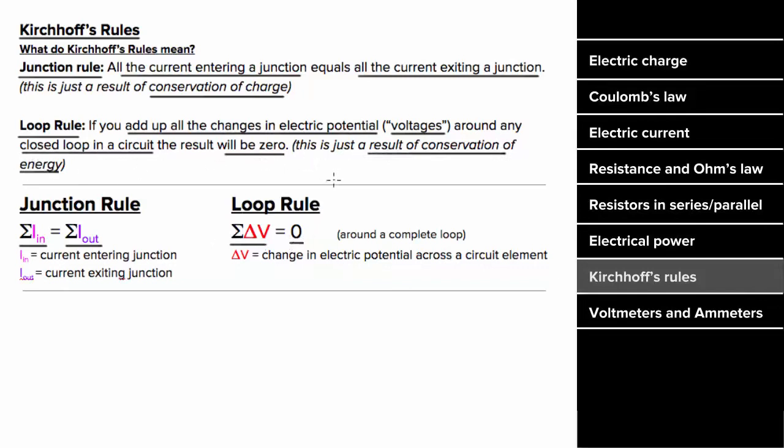The electrons will gain energy when they flow through the battery, and they'll lose energy every time they flow through a resistor. But the total amount of energy they gain from the battery has to be equal to the total amount of energy they lose due to the resistors.